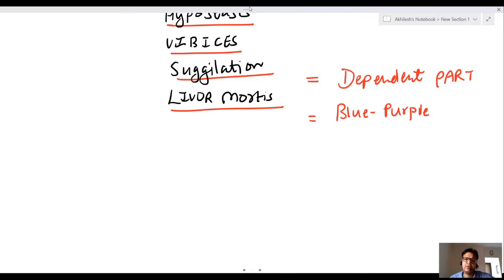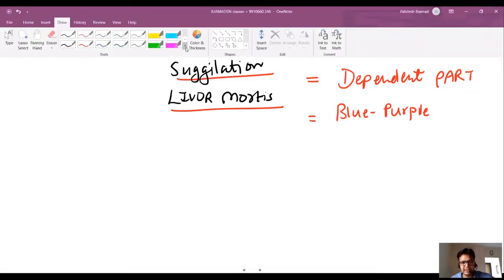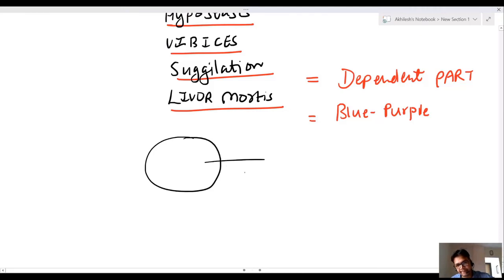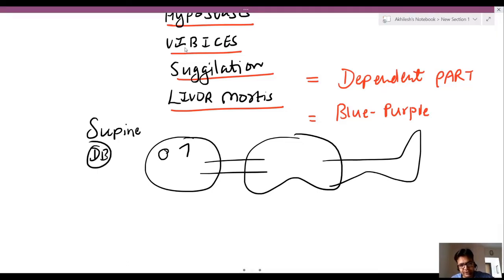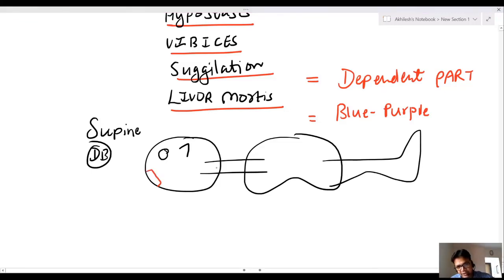Dr. Saab, see, this is a body in supine position. Now, what are the dependent parts of the body which are not touching the ground but facing towards ground? In these parts there is gravitational force. So what will happen in these parts?